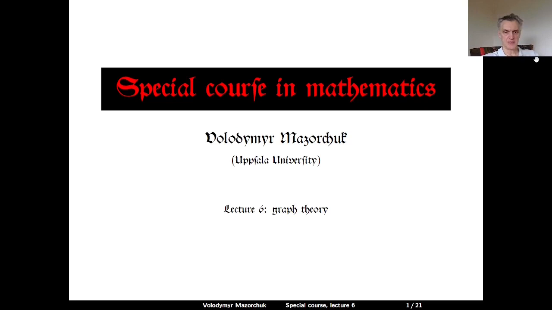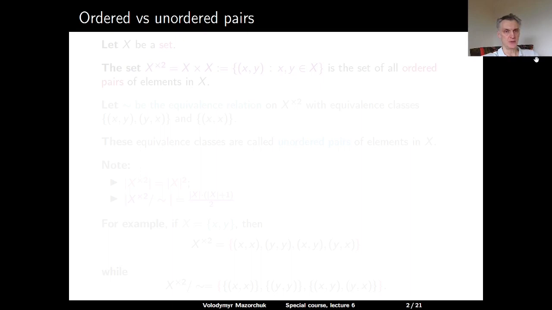Special course in mathematics, lecture 6, graph theory. Today we are going to talk about unoriented graphs, and in order to be able to do that, we need to talk about unordered pairs.